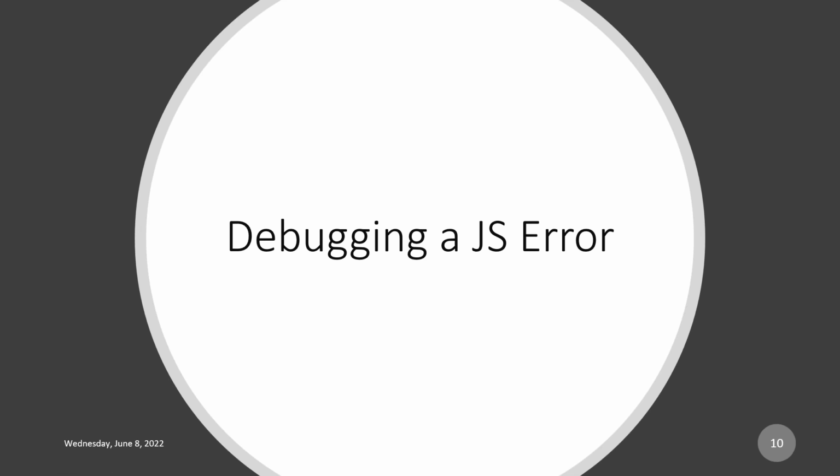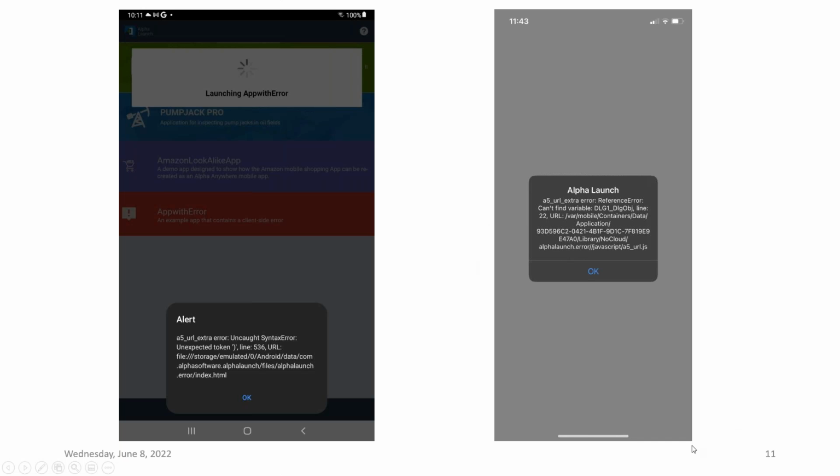A common mistake lots of people make, and I'm sure everyone here is guilty of this, is actual programming or implementation errors in your app. You set something up and it's causing a JavaScript error. And in Alpha Launch, when that happens, you get this really weird message, and it says A5 underbar URL underbar extra error, and then whatever the error message is. And looking at that, it's what? No, I don't know what that is. I don't know what A5 URL extra is. I don't know what alpha launch.error/index.html is. These are files that are not in my project, and I have no idea what's going on.